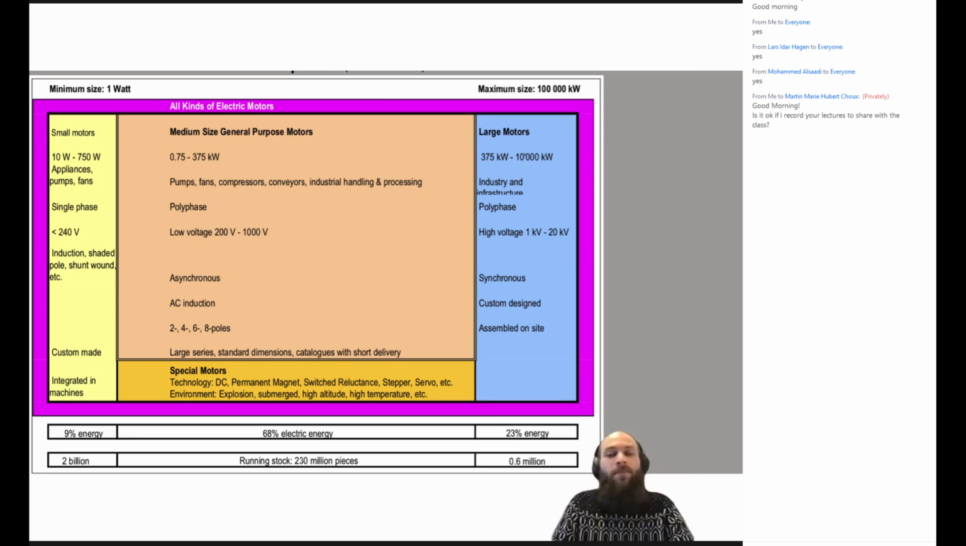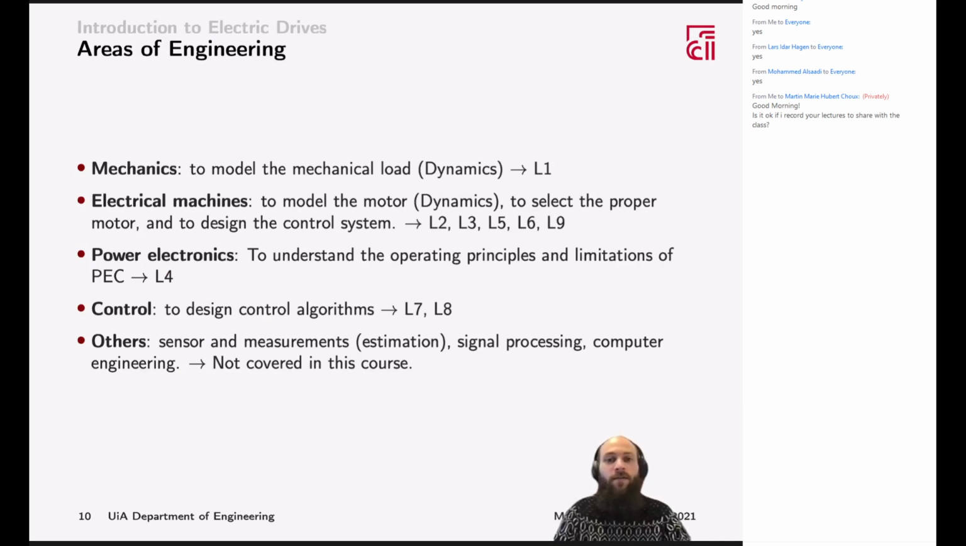So these electric drives are actually combining different areas of engineering. We need to understand the mechanics of rotating machines, and that will be the goal of this first lecture. Another area is electrical machines, to see how the motor is modeled, to understand the properties and how to design the control systems. That's the goal of lectures 2, 3, 5, 6, and 9.